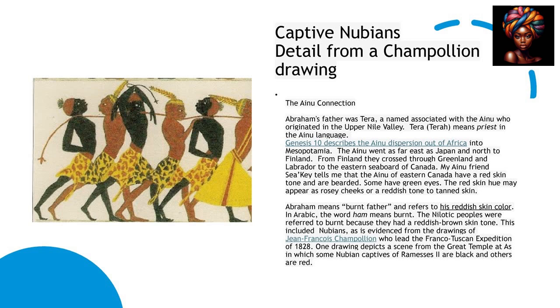That's how Abraham ended up in Mesopotamia with the name Abram and then Ham. The Anu went as far east as Japan and north to Finland. I'm telling y'all, we're all over the place. So we just can't say we're just in Africa or even just in the United States. We are all over the freaking world. The Anu went as far as Japan and north to Finland.